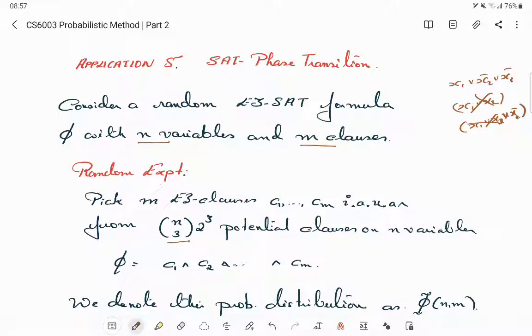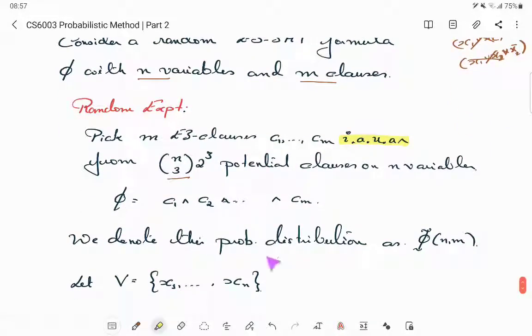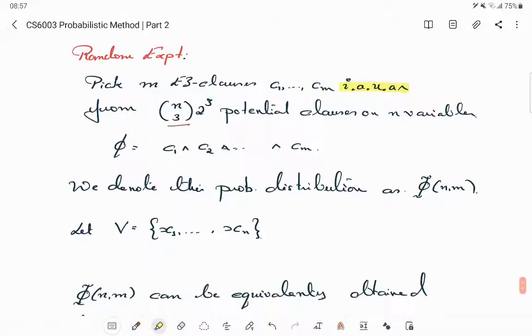You pick one uniformly at random and repeat this independently m times. Okay, so that is why we have this. The independence is between clauses. By the way, there is also an independence between the negation or not negation within a clause. That's also important. So this probability distribution we will denote by some script phi of n comma m.